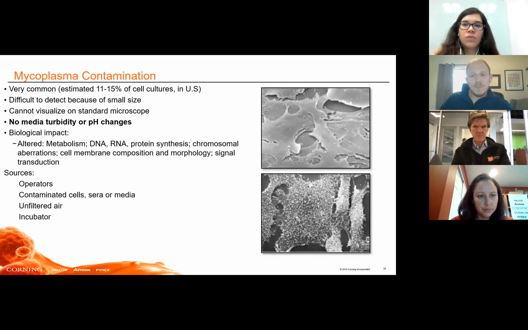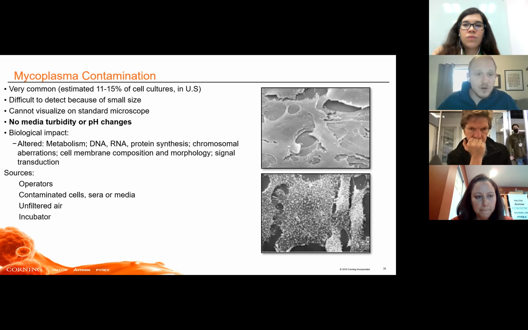Now, I want to spend some time on Mycoplasma because many people haven't heard of Mycoplasma, but it's actually a very common issue in cell culture. It's estimated that between 11 to 15% of cell cultures in the US are contaminated with Mycoplasma. It's also very difficult to detect visually because of its small size, so you cannot see it on a standard microscope. And you usually don't see any changes to the media either. So no turbidity changes, no pH changes.